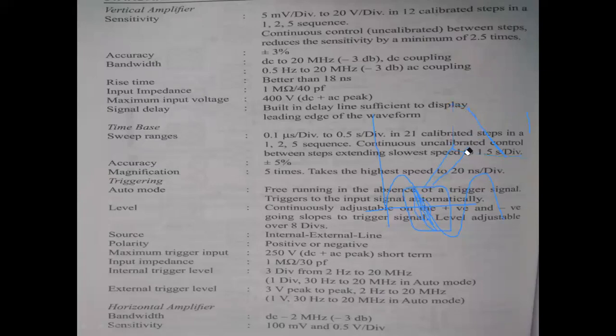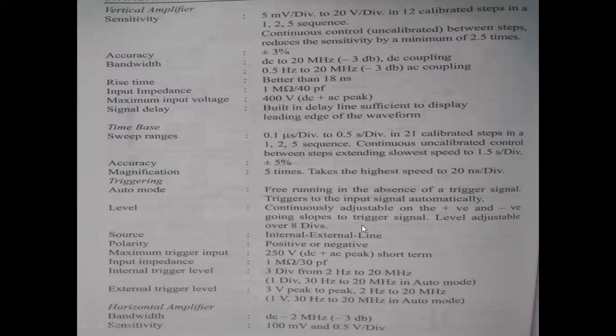So like this we can have specifications regarding the horizontal axis by using the time-base generator, and it has triggering. There are triggering modes. One is auto mode. In auto mode we have pre-running in the absence of a trigger signal, and it triggers to the input signal automatically.